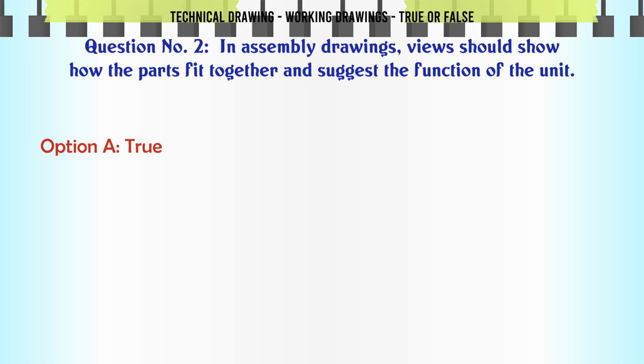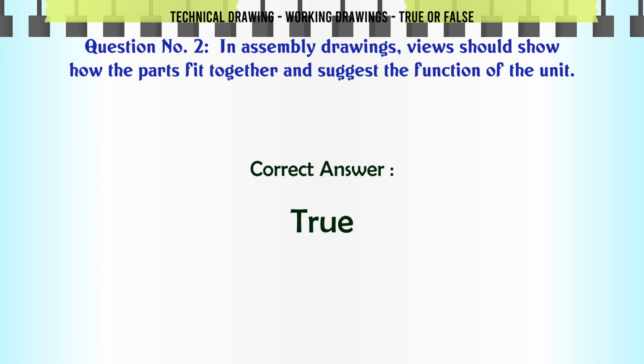In assembly drawings, views should show how the parts fit together and suggest the function of the unit. A. True. B. False. The correct answer is true.